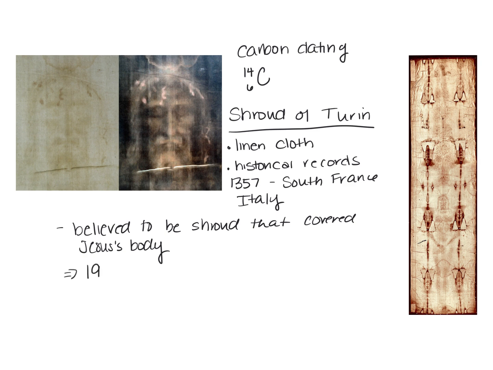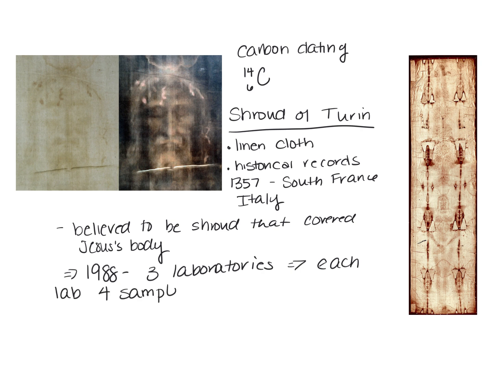And so in 1988, there were 3 laboratories that independently dated this. And it was a blind test. They didn't know exactly what they were testing. They were just testing the different samples. So each lab was given 4 samples. And the 3 laboratories, one was Oxford, one was a lab in Zurich, and one was a lab in Arizona, right?